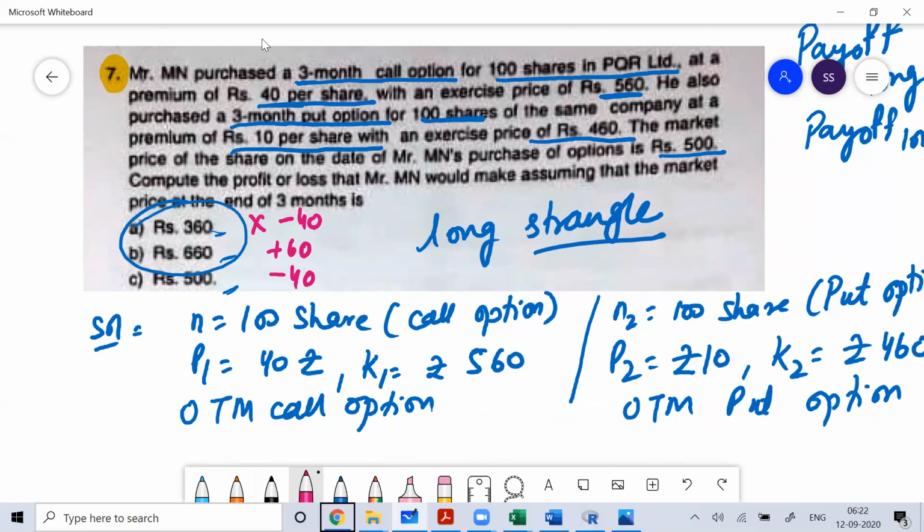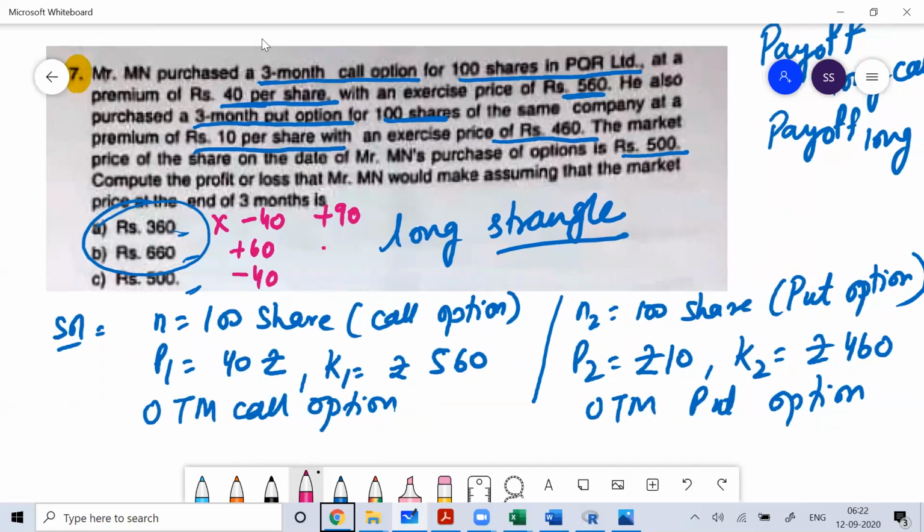Now similarly for the put option, you took a long put at 460. If it becomes 360, you'll get a profit of 100, but you already paid 10 rupees, so you got a profit of 90 rupees from the long put here. At 660, you do not exercise, you lose 10 rupees. At 500, you will not exercise because your strike price is 460, you lose another 10 rupees. So this is the profit and loss on one share.